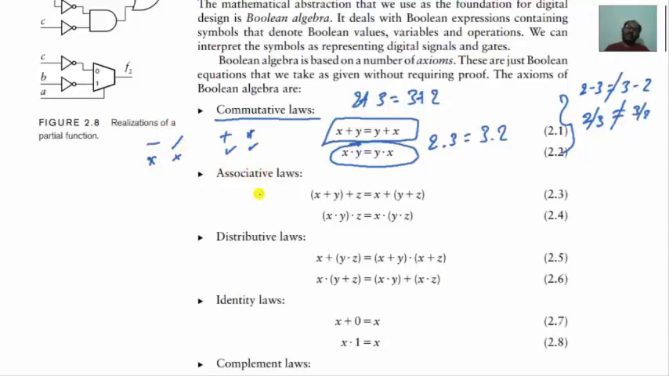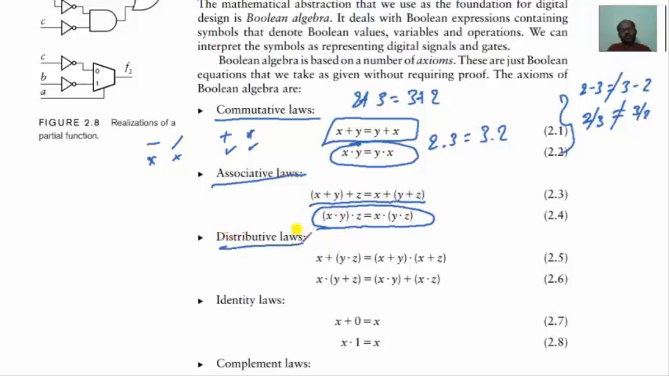Able to follow? Similarly, associative law for addition says X plus (Y plus Z) equals (X plus Y) plus Z. The other expression is associative law for multiplication. What it says is X into (Y into Z) equals (X into Y) into Z.